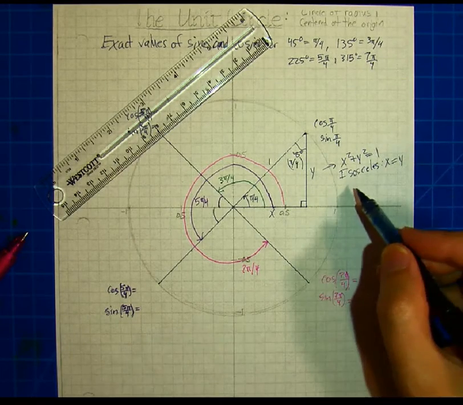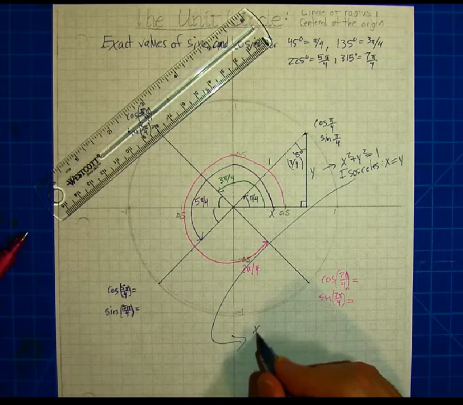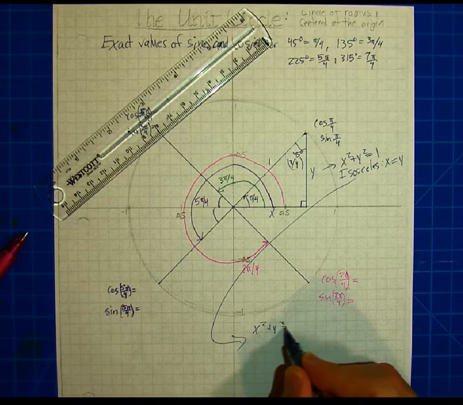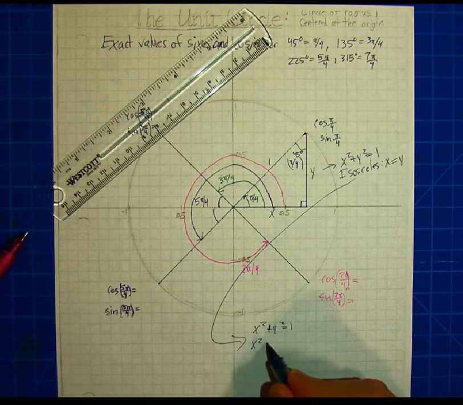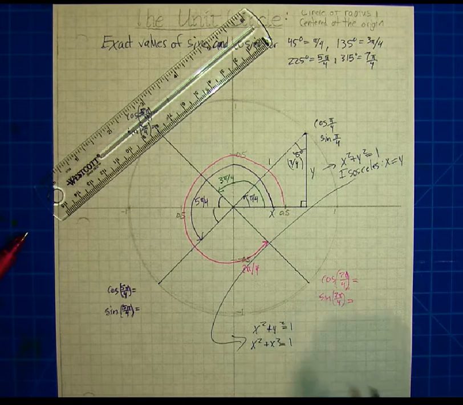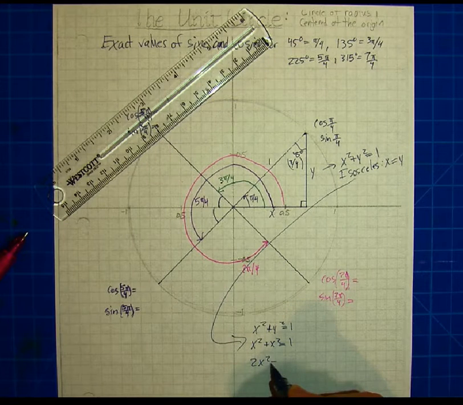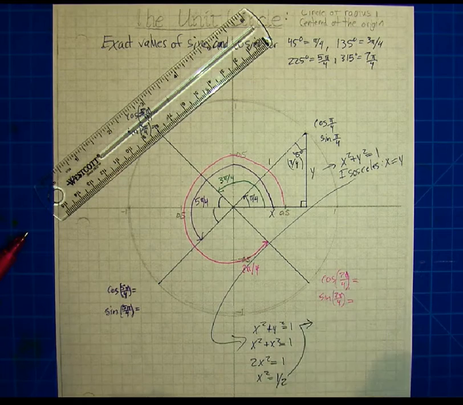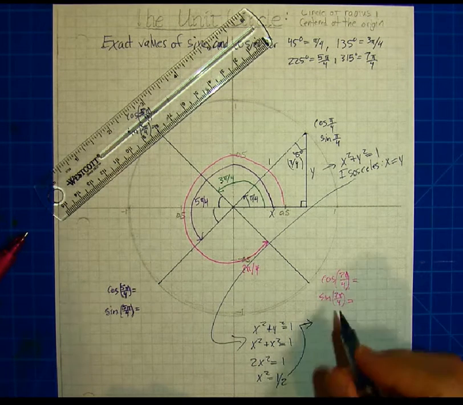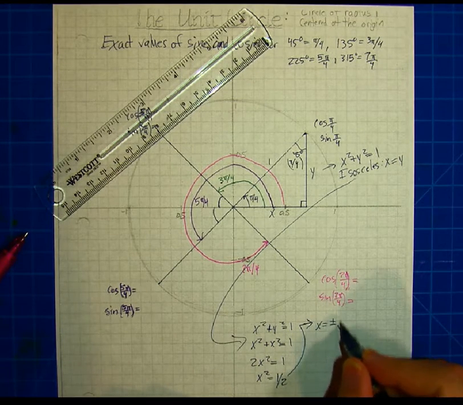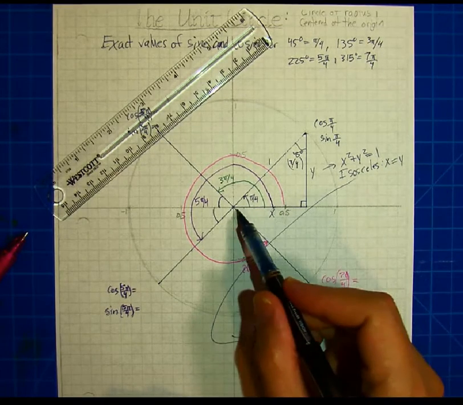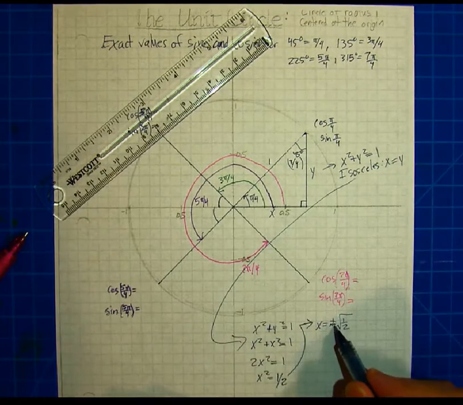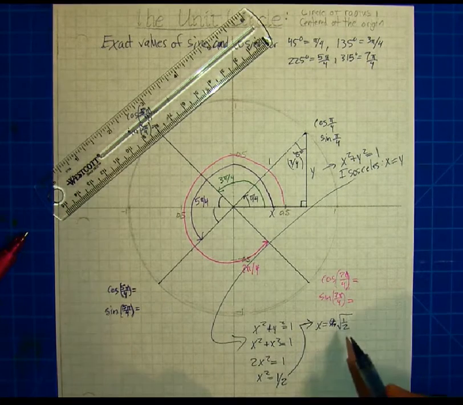So if we come down here and do some algebra, we have x squared plus y squared equals 1. But x equals y, so we really have x squared plus x squared equals 1. So 2x squared equals 1, or x squared equals 1/2. So now square root both sides. X equals plus or minus square root of 1 over 2. However, in this case, we know that x is positive because we can see we're in quadrant 1, so we don't really need the plus or minus here. We just know it's positive.